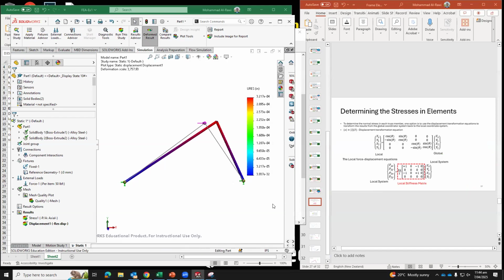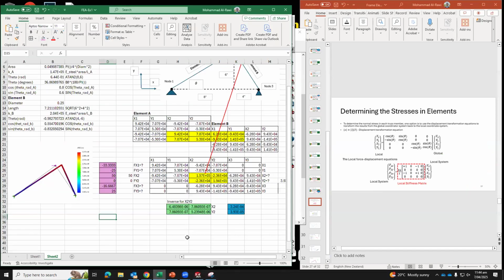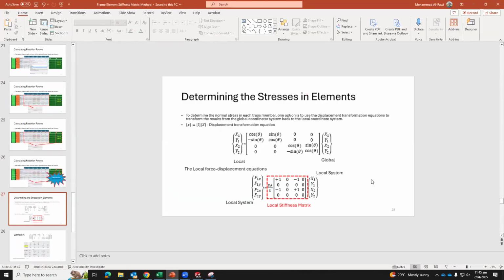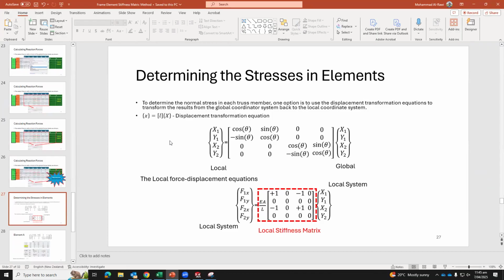Okay. You go back to the Excel file again. How can we determine the stress in elements to compare what we found from the figure? So I'll go through the notes first. To determine the normal stress in each truss member, one option is to use the displacement transformation equation to transform the result from the global coordinate system back to the local coordinate system.